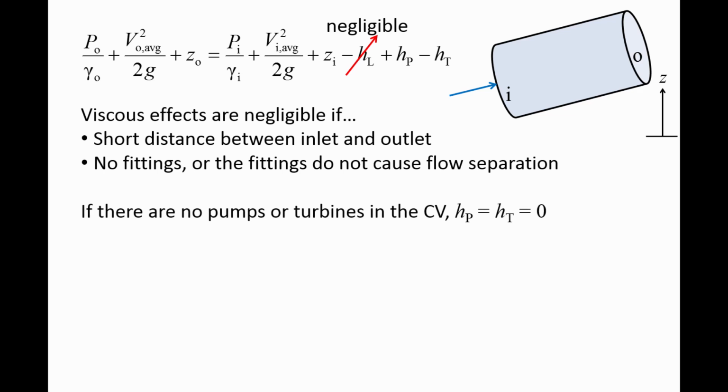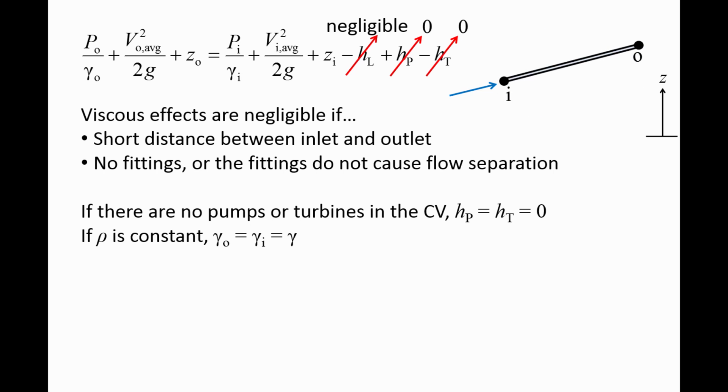Additionally, if there are no pumps or turbines in the control volume, the pump head and turbine head are zero. Under these conditions, the conservation of energy equation tells us that the total head at the inlet and outlet are approximately the same. If the density does not change significantly from the inlet to the outlet, the specific weight at the outlet equals the specific weight at the inlet. Furthermore, if we make the control volume so narrow that it becomes an infinitely thin streamline, we can drop the average subscript on the velocity since the inlet and outlet now consist of a single point.